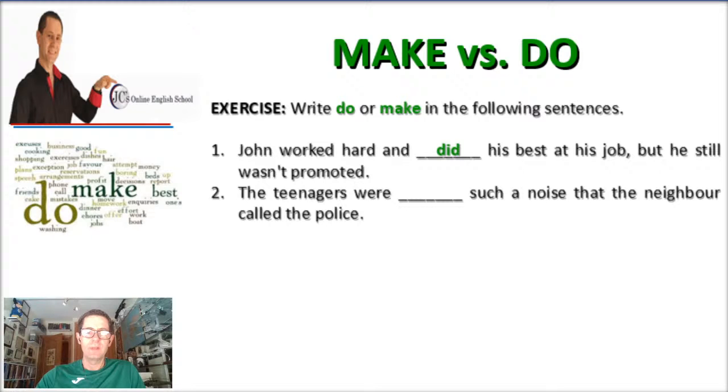So, the teenagers were such a noise that the neighbor called the police. Does anybody know for this one? Okay, number 2, please. Anybody knows for number 2 what the answer is? Okay, while I answer some emails.